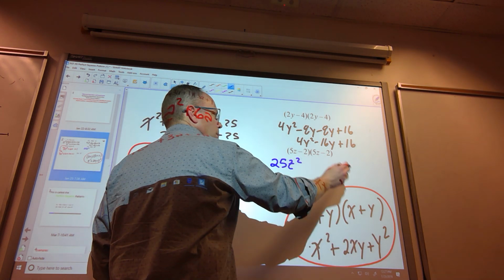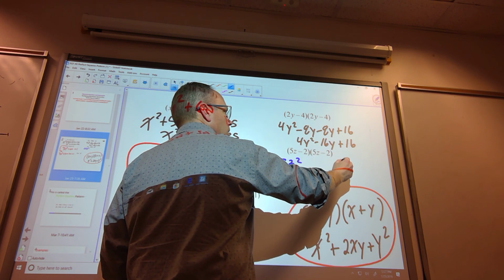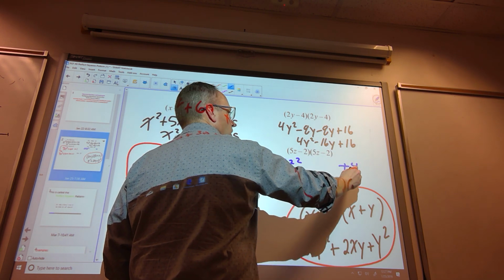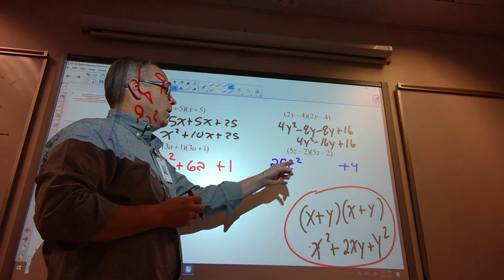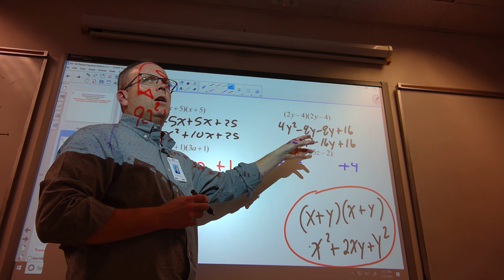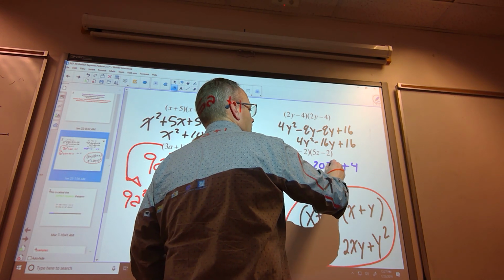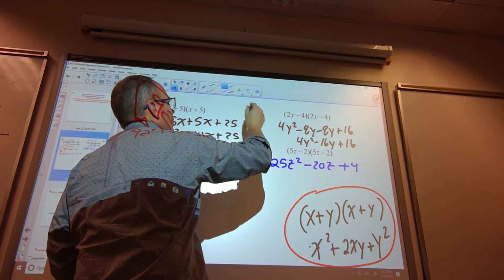My y squared term is just the last term squared. So negative 2 times negative 2? Positive 4. Okay? Now let's see if I can do this. Negative 2 times 5z is negative 10z, and I double that. Negative 20z. Let's see if this works.